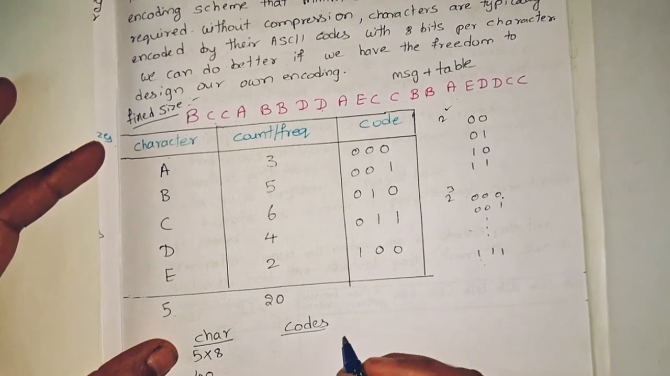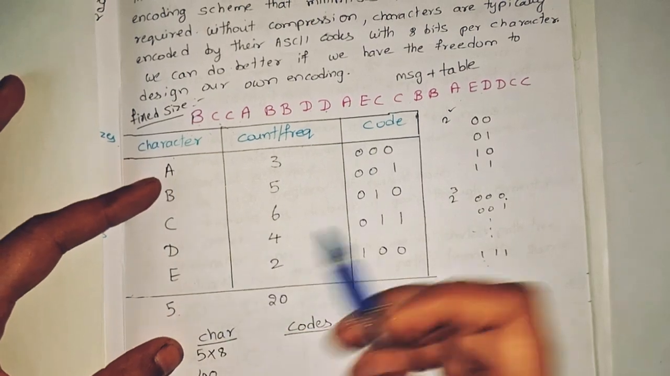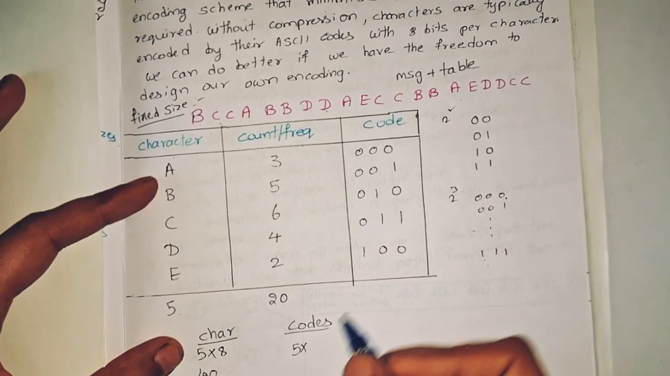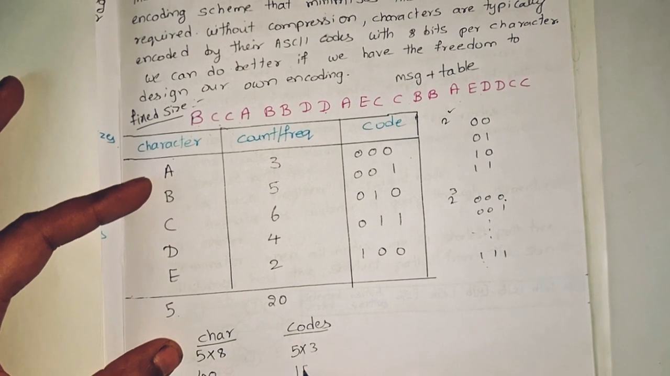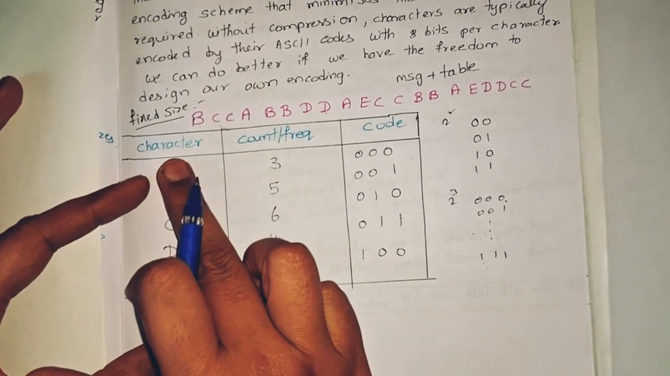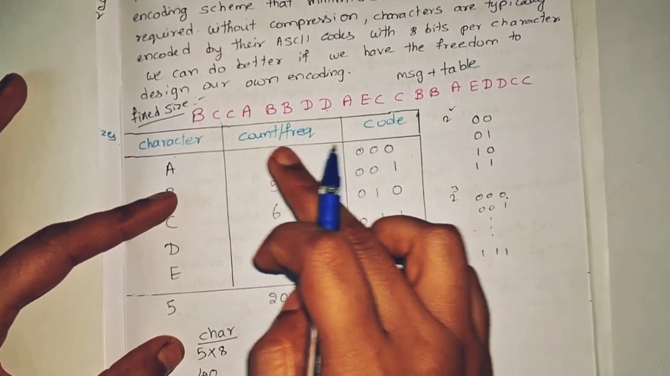Okay. So what are the number of codes here? We have codes for 5 characters, and each code is of length 3. So 5 into 3 is 15. So we have the character codes. Now we need to add the count value.